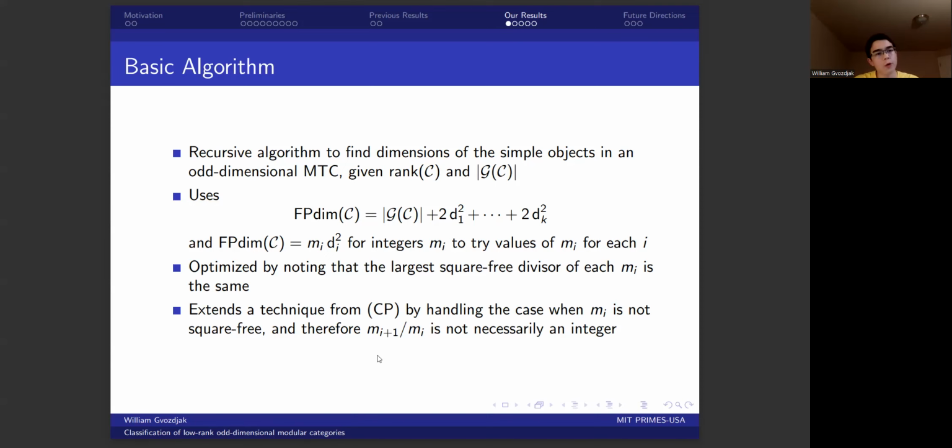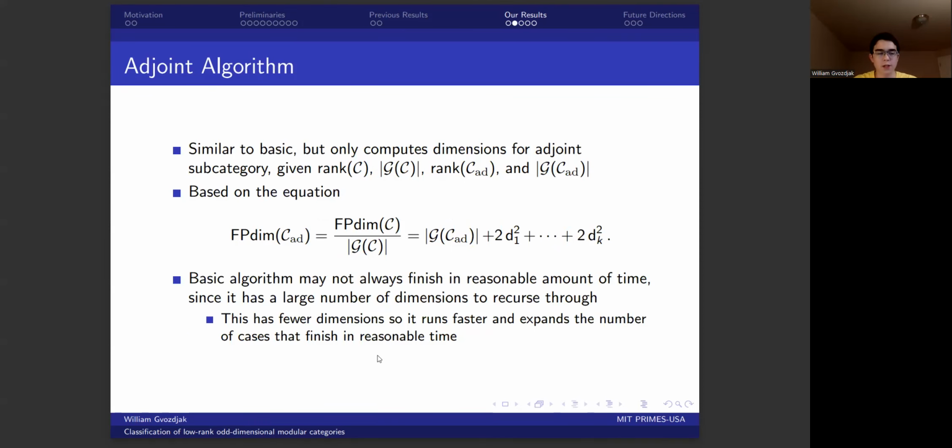However, when we went into much higher ranks, so when we started pushing into ranks that were much larger than what we started with, our basic algorithm started not being able to finish in a reasonable amount of time either. Because in higher ranks, there are obviously more simple objects, which means there are more unknown dimensions in our equation. So because of this, the depth that the recursion had to go into was much, much higher, resulting in the algorithm taking an unreasonably long amount of time to finish.